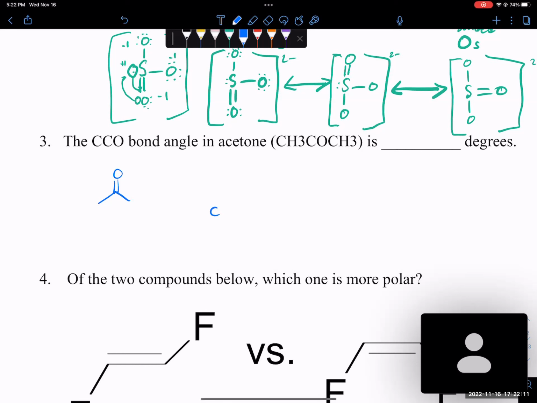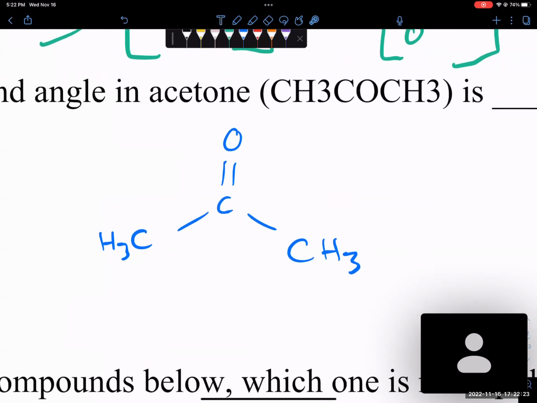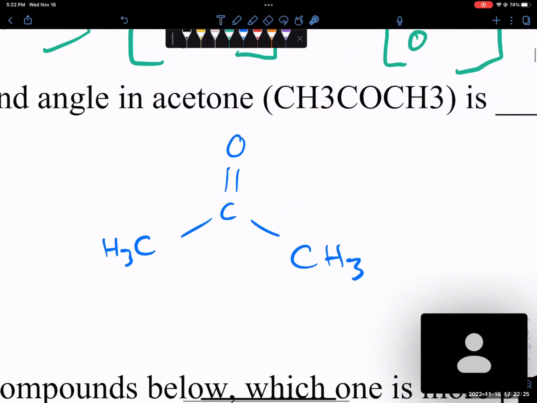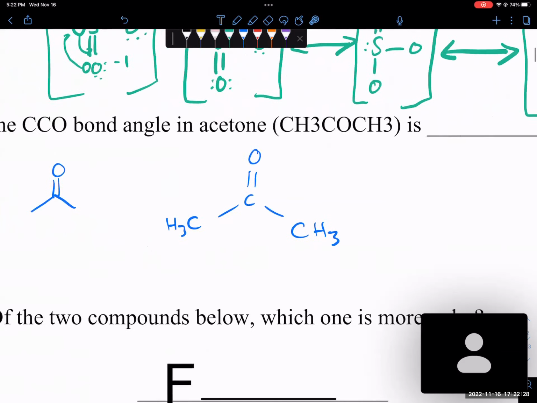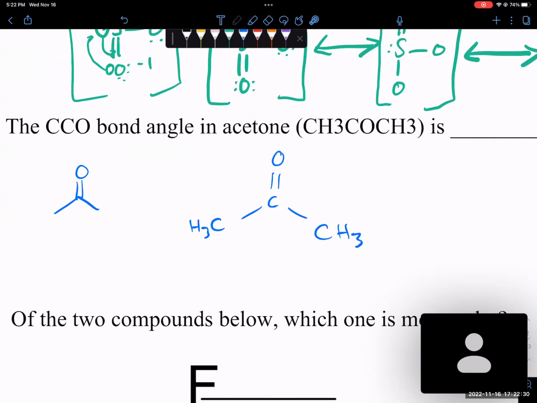So acetone looks like this. I'm not going to draw out the hydrogens for simplicity. They're there, but I'm not going to do the whole stick figure thing. So it's asking, what is the bond angle between C, C, O? It's asking for this bond angle right here. Does anyone know what that bond angle is?